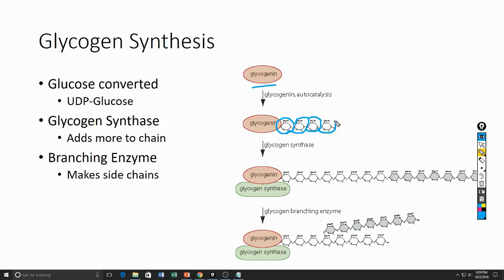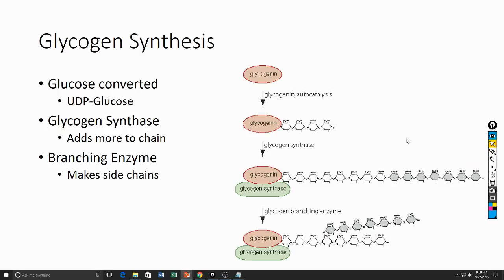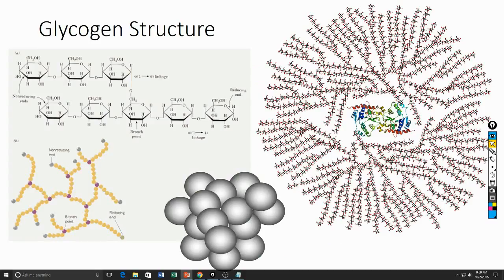and it just starts making a chain. So it makes this chain out this way, and at a certain point, when the chain gets long enough, then it starts branching out. So you have one chain here and another one branching out like that. And the end result of all this, as it gets big enough, is eventually you start having these really complex structures. And this is our glycogenin molecule in the center here, this protein.